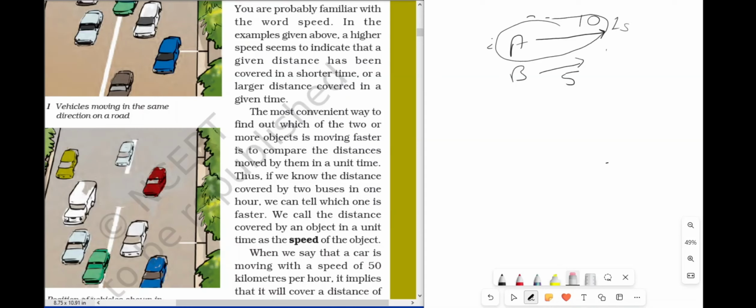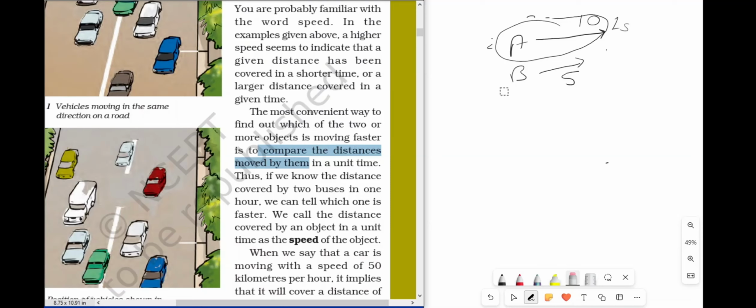So that is what is being talked about here, that we can say which object is moving faster by comparing the distances moved by them in unit time. एक यूनिट टाइम में अगर हम ये कंपेयर करेंगे कि ऑब्जेक्ट्स ने कितना डिस्टेंस कवर किया, तो हम ये बता सकते हैं कि कौन सा ऑब्जेक्ट फास्टर है.